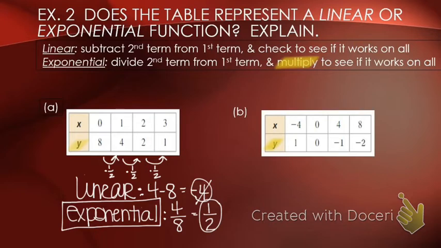All right, now look at letter B, though. If you look at y, where does your mind naturally go? What do you think they're doing to the y values? 1 to 0 to -1 to -2. Subtracting, okay? So let's just try linear. Let's go straight to linear, okay?